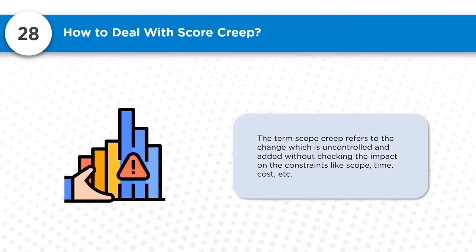Now, before we understand dealing with scope creep, we need to understand what scope creep is. The term scope creep refers to change which is uncontrolled and added without checking the impact on constraints like scope, time, cost. What happens is you will be delivering certain features. Now, you are forced or influenced, or without your knowledge, some additional things are put in place, which may impact later. It may add value, it may not add value later, that doesn't matter, but it may lead to impact on your cost, time and schedules, which is unexplained. And that extra effort and extra cost you have put in will not be recognized by customers, and you will not get anything paid for it.